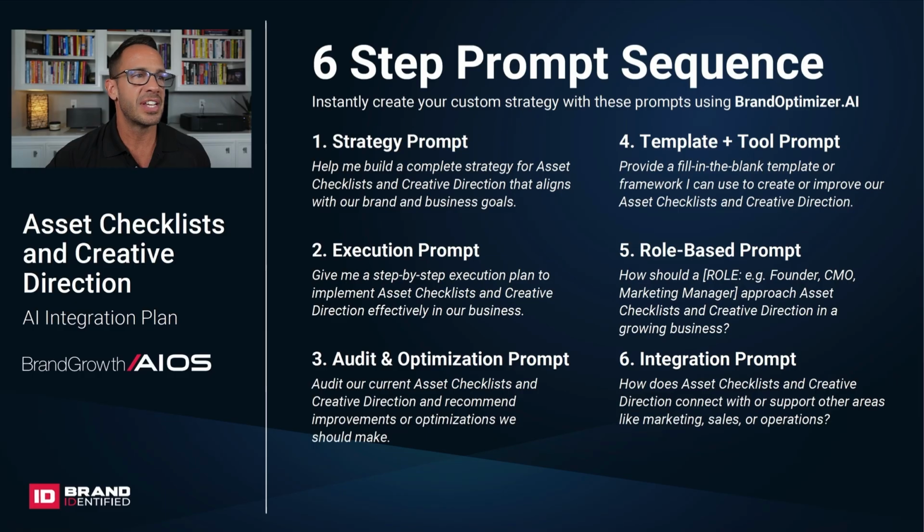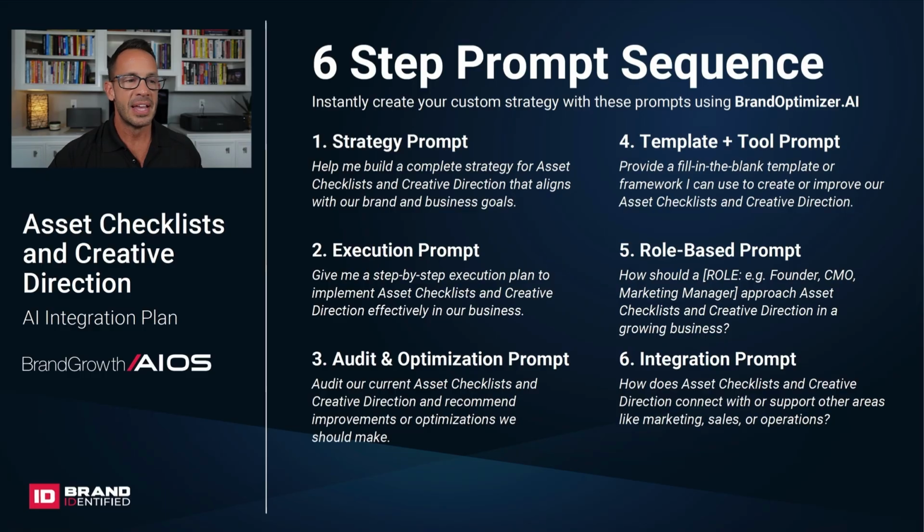So this leads us into a 6-step AI prompt sequence that I've developed for you to help you instantly create your custom strategy for your business, also using that BrandOptimizer.ai custom GPT. So the first prompt here, this is your strategy prompt, and that is: help me build a complete strategy for asset checklists and creative direction that aligns with our brand and our business goals. Prompt number 2, this is your execution prompt, and that is: give me a step-by-step execution plan to implement asset checklists and creative direction effectively in our business.